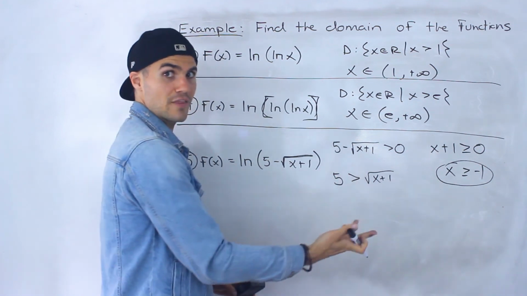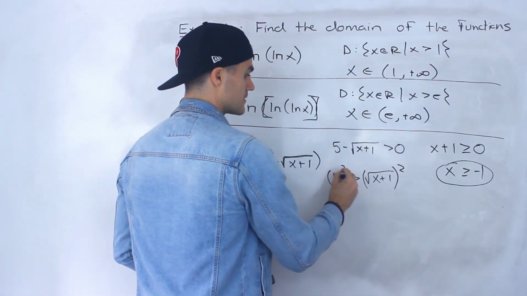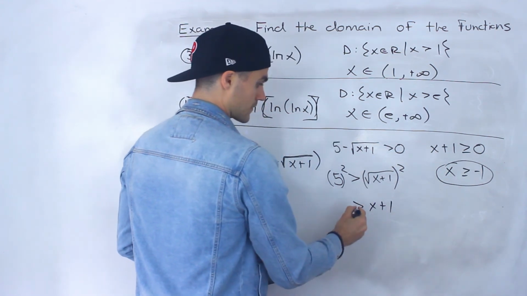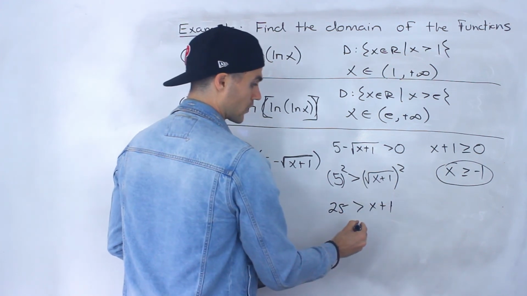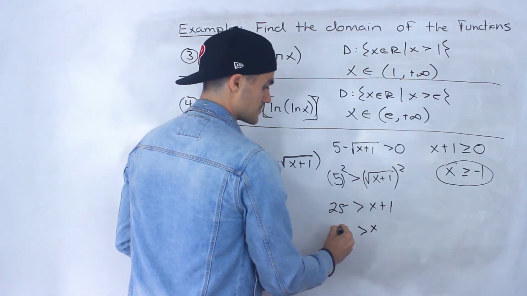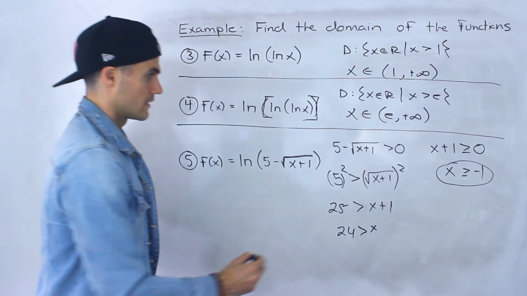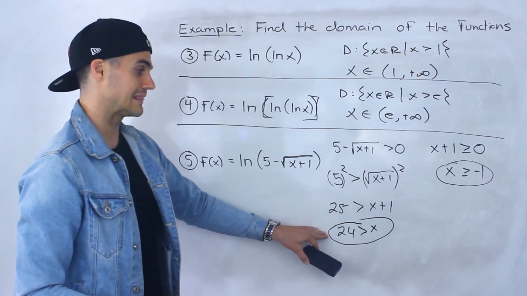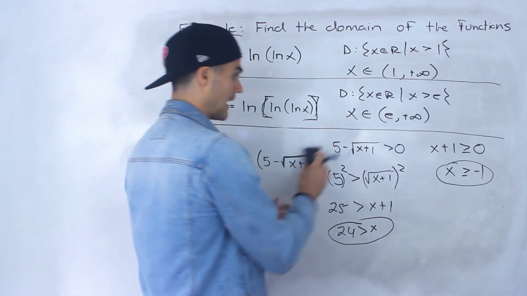We want to isolate for that x. So what we want to do is get rid of that square root. So we could square this side, square this side. So we'll have x plus 1 has to be less than 25. Bring the 1 over. It means x has to be less than 24. Okay, so x has to be greater than or equal to negative 1, but it has to be less than 24. And so notice we could combine those.